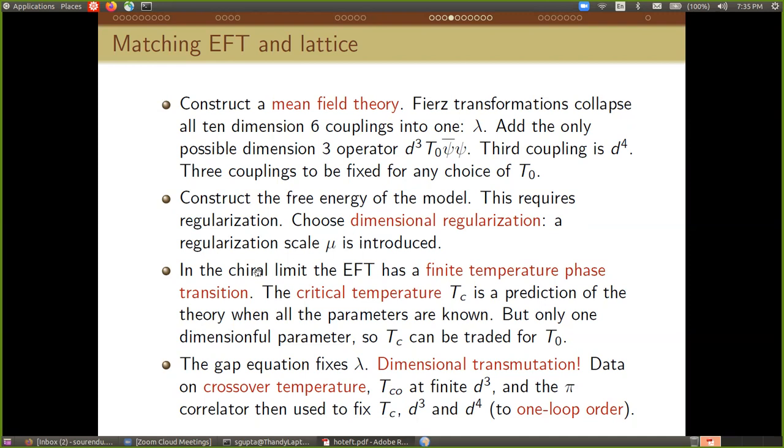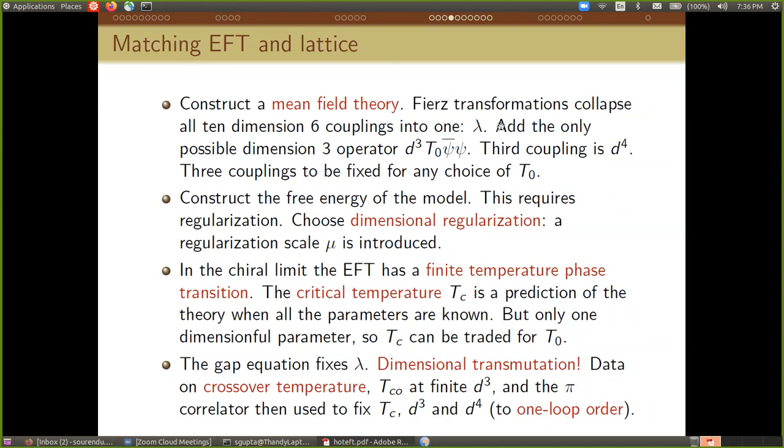So in the chiral limit, the effective field theory has a phase transition. This is something that I've told you before. There is a critical temperature for a phase transition, and this critical temperature I call TC. This is a prediction of the theory when all the parameters are known. But there's only one dimensionful parameter in the effective field theory, and that's T0. So of course you can trade T0 and TC. You could, for example, choose T0 to be TC. Now, if you do that, then there's a gap equation which you can write, which fixes lambda completely.